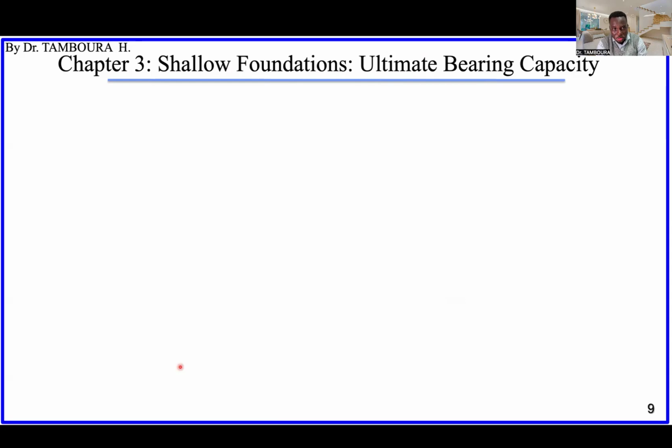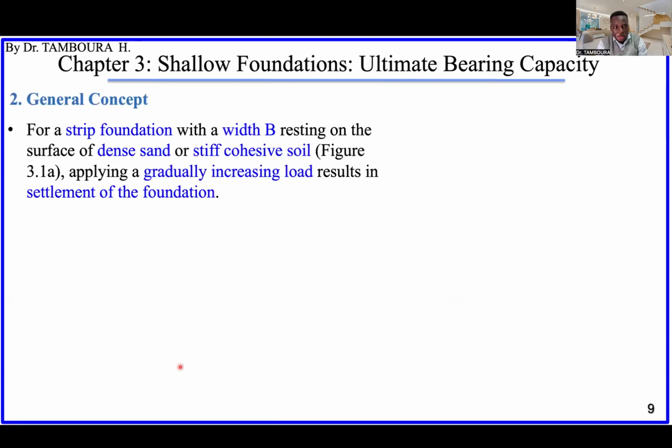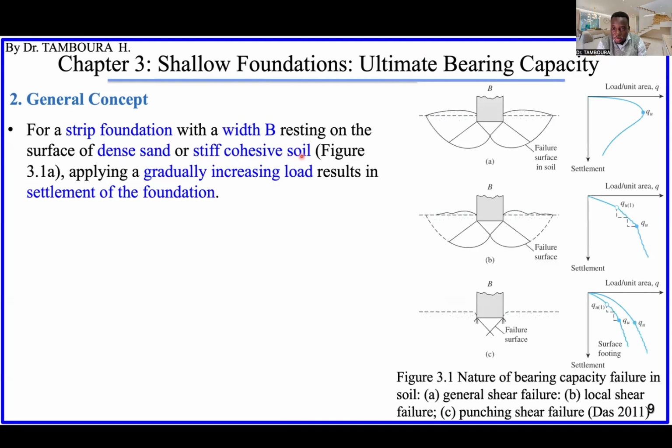Okay, general concept now. Number 2, that was the introduction. General concept. So for a strip footing, strip foundation, for example, with width of B, the larger dimension of the footing is B, and the footing is resting on dense sand, for example, or stiff cohesive soil. As we will explain this now.